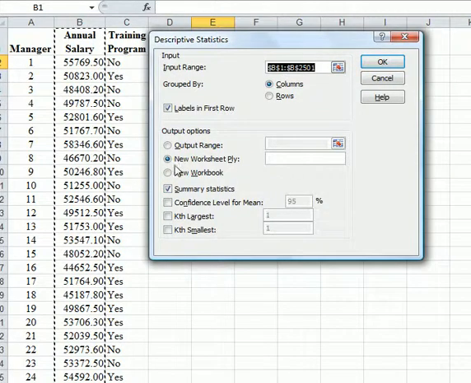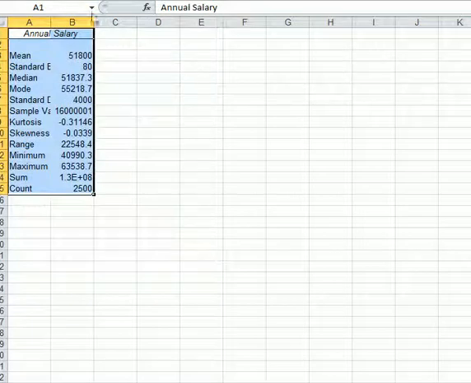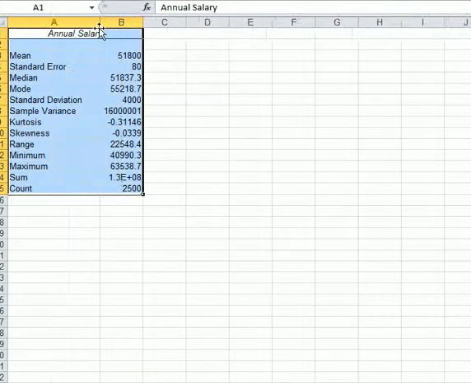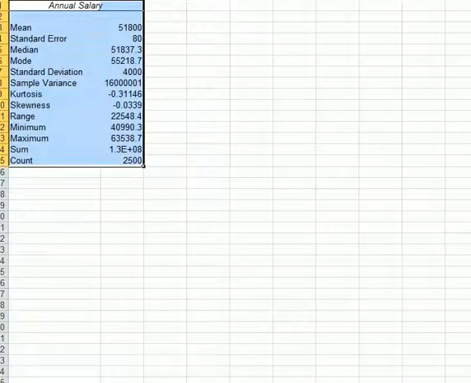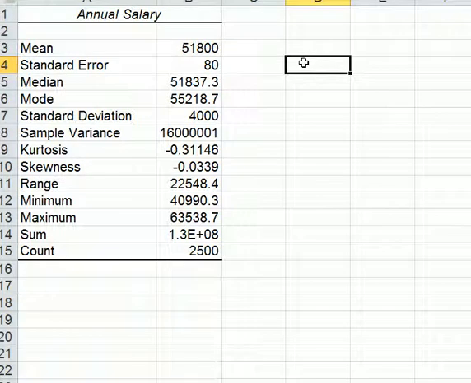And let's put it in a new worksheet. Alright, now here is the summary statistics, which is what we're going to work from. Let me get it a bit larger. There we go. Right, first of all, we're going to calculate the standard error for a sample size of 30.